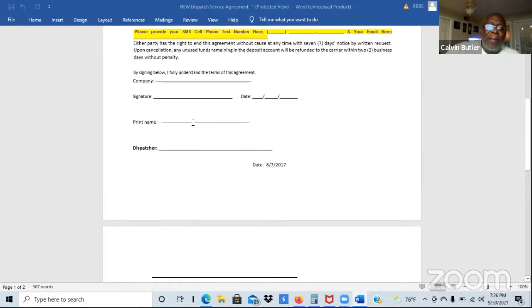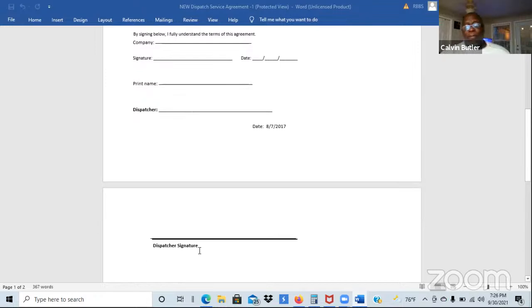Either way, if you put your company name here or you print your name here, just make sure you do one or the other. But I would normally put my company name here, then print my personal name here, and then come down here and put my signature, okay?